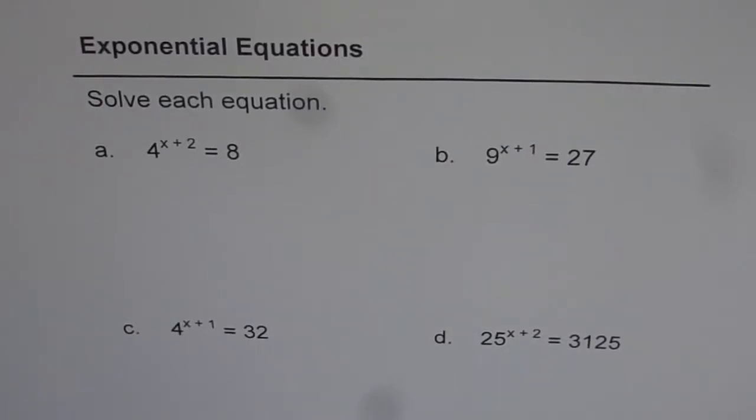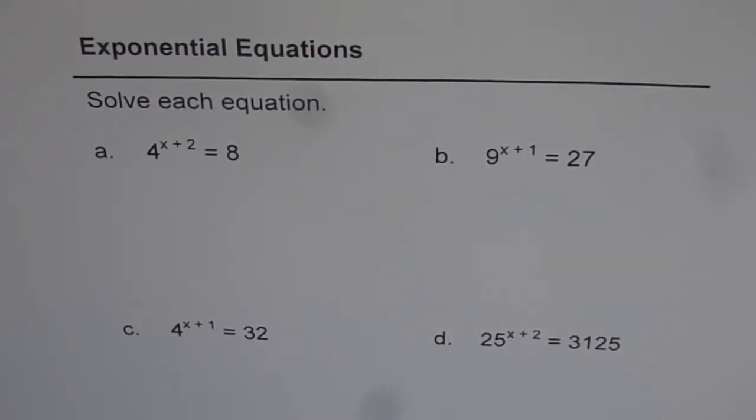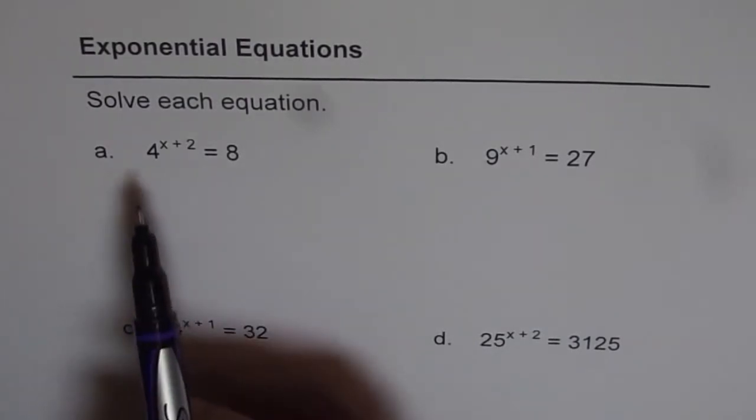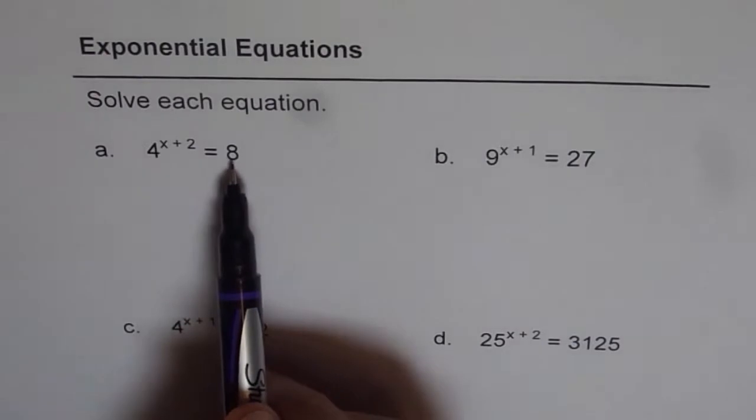Here are a set of exponential equations which are kind of tricky. We need to change the base to solve these equations. I'll do a couple of them for you, and then you follow the method to solve the rest. The very first one here is 4 to the power of x plus 2 equals 8.